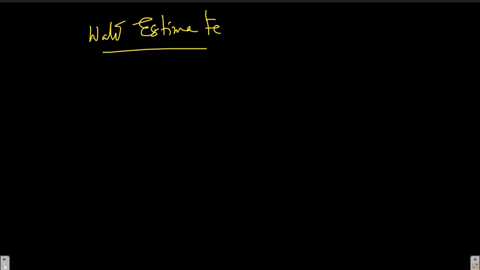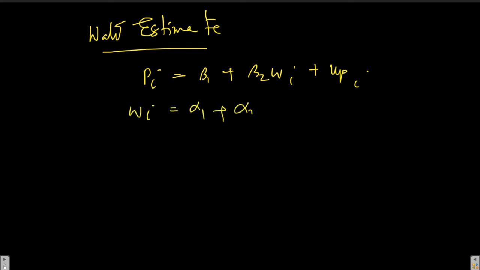So here what we do is, let me write down the equations again. Let me write down Pi is equal to beta 1 plus beta 2 Wi plus U_Pi, whereas my Wi is equal to alpha 1 plus alpha 2 into my Pi plus alpha 3 into U, and then finally there is an error component, U_Wi, let's say.